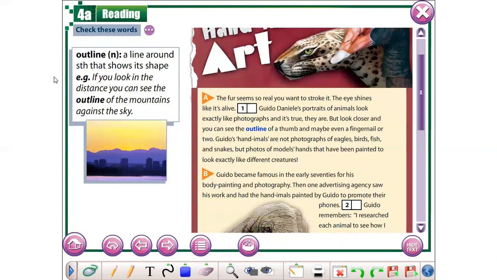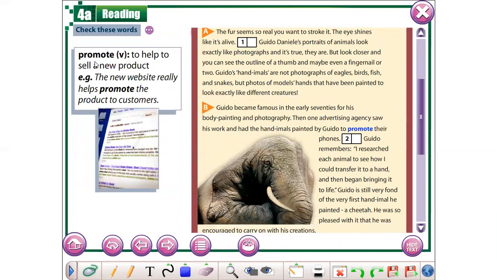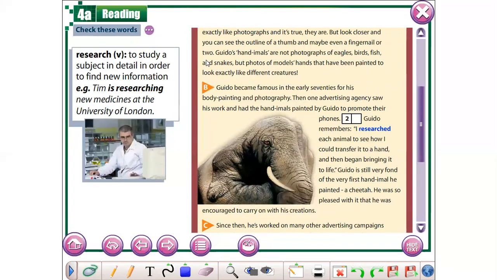Outline: a line around something that shows its shape. Advertising agency: a business dedicated to creating, planning, or handling advertising for its clients. Advertising agency, agencia de publicidad. Promote: to help to sell a new product. Research: to study a subject in detail in order to find new information. Research, investigar.